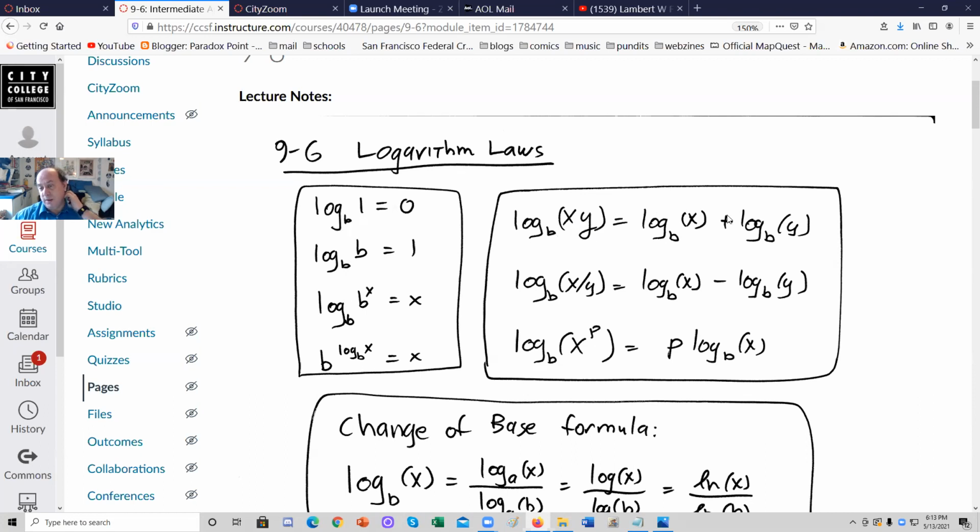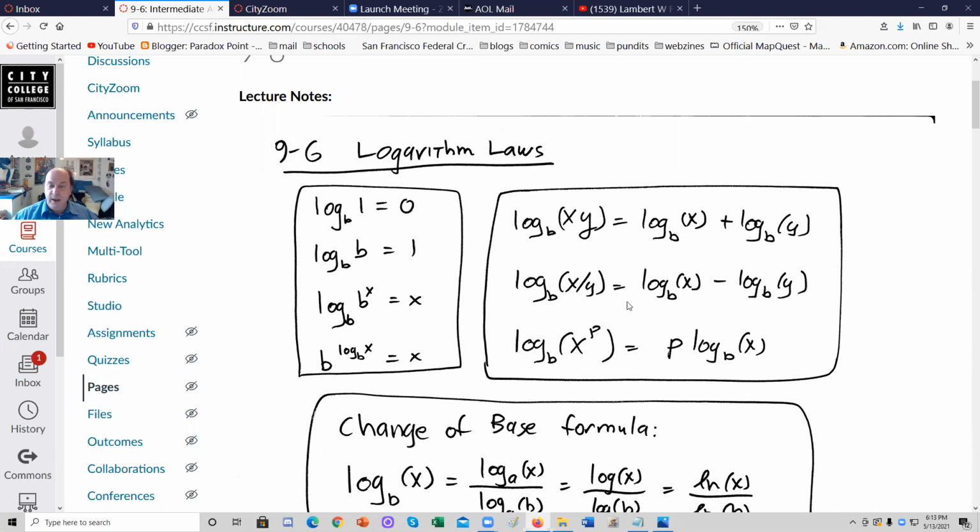Now, we can prove basically from the corresponding exponential laws that exponentials turn sums into products. Logarithms turn products into sums. Exponentials turn differences into quotients. Logarithms turn quotients into differences. So log base b of x times y is log base b of x plus log base b of y. And log base b of x divided by y is log base b of x minus log base b of y.